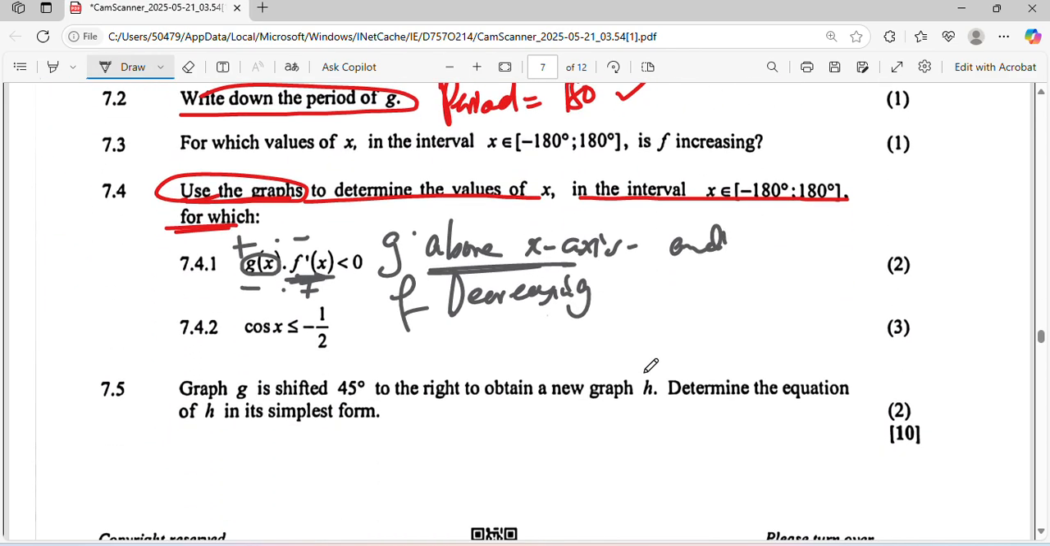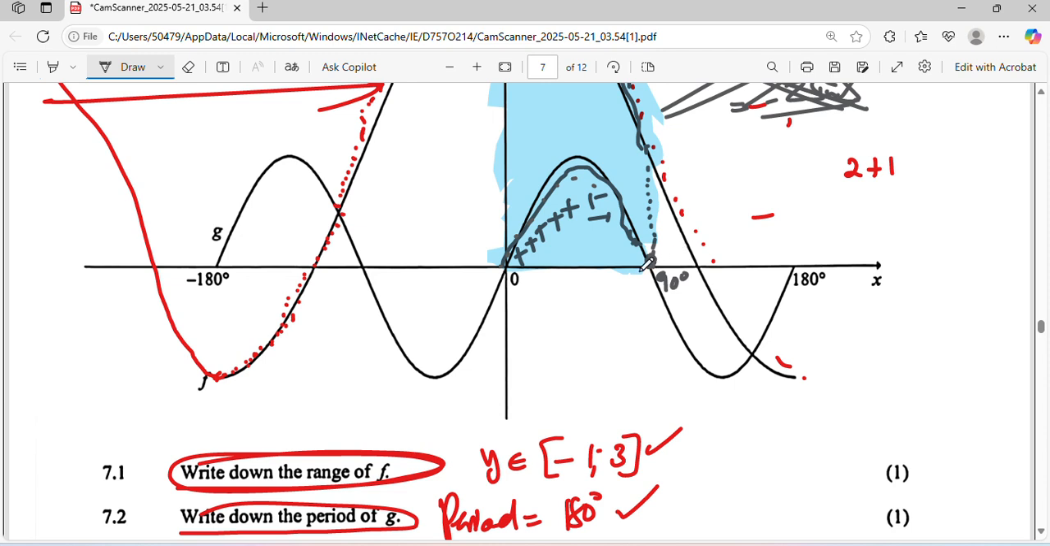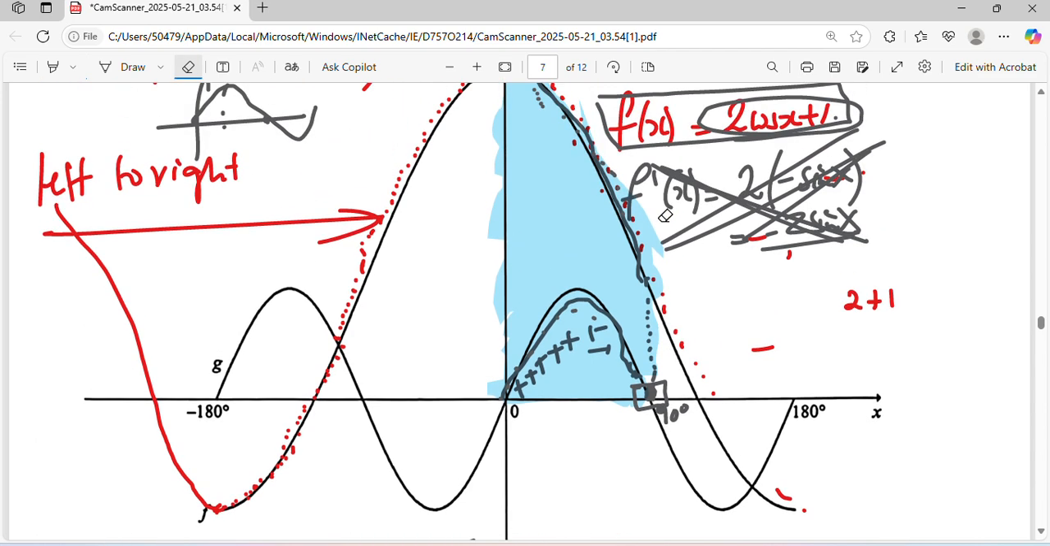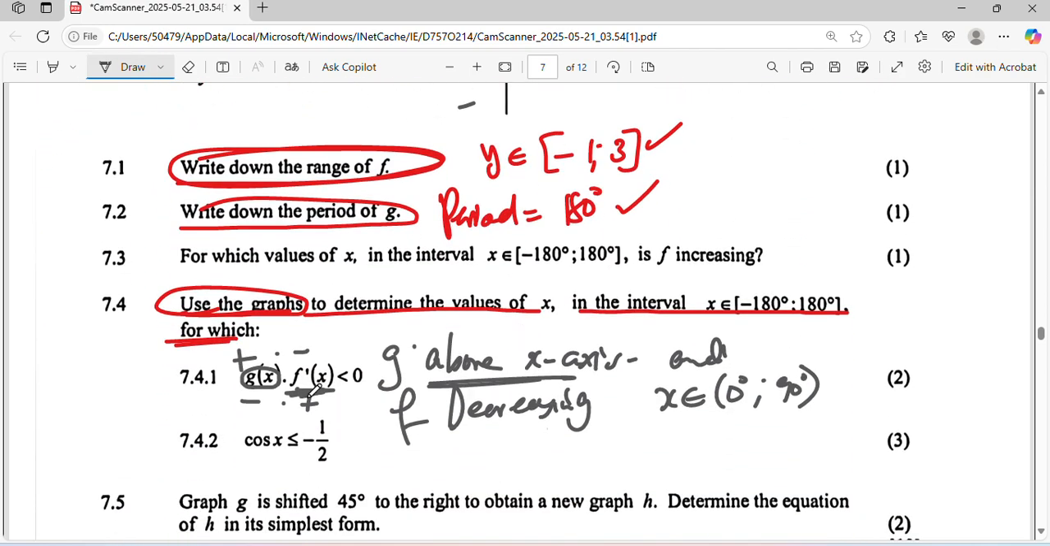So for x, it's an element from 0 to 90 degrees, but you cannot include 90 degrees, because at 90 degrees, g is 0. If g is 0, that means the product will be 0, but we didn't include 0, so do not include it. And also at 0 degrees, don't include 0 degrees, because they didn't include it there. Why? Because we are saying that the product must just be less than 0.